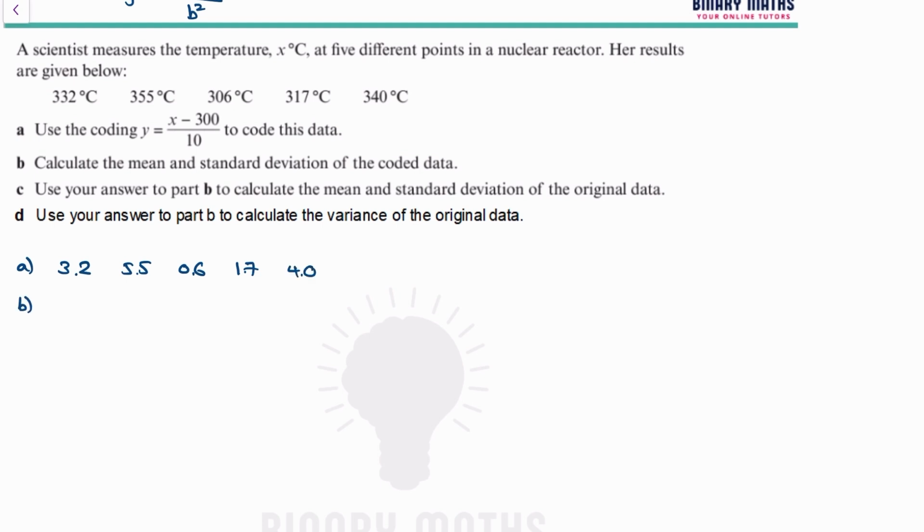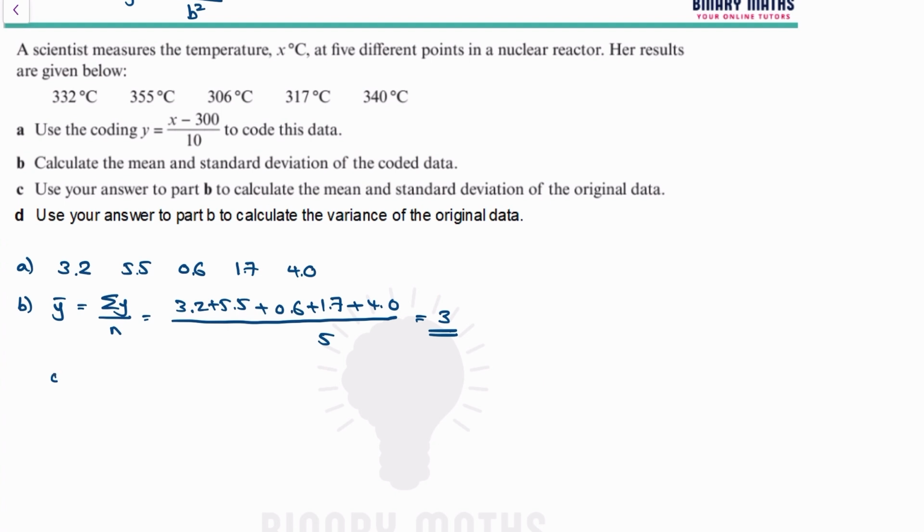B. Calculate the mean and standard deviation of the coded data. So y bar for the coded data is the sum of y over n, which is 3.2 plus 5.5 plus 0.6 plus 1.7 plus 4.0 divided by 5, which works out to be 3.